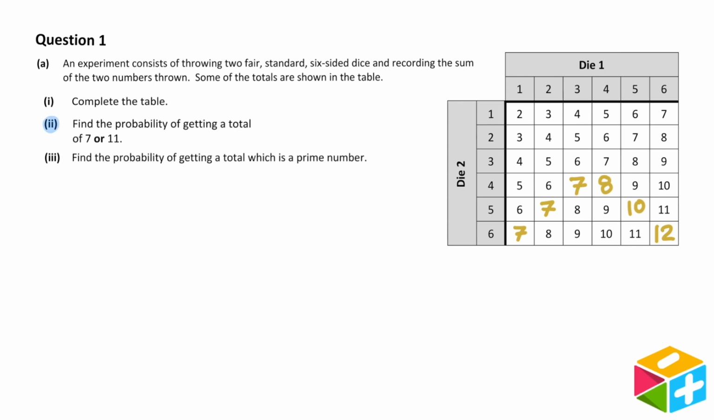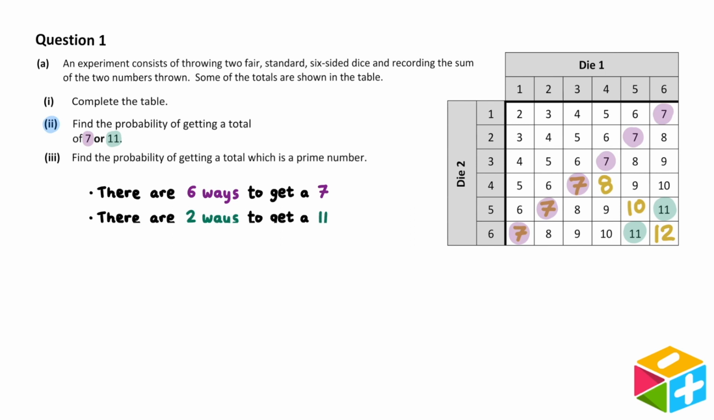In part 2, we want to find the probability of getting a total of 7 or 11. We should think about both these cases. Starting with the 7, we have 1, 2, 3, 4, 5, 6 boxes in our table that contain 7. So there are 6 ways we can end up with a total of 7. When we focus on getting a total of 11, we'll see that there's only 2 squares which contain 11. So there are 2 ways to get an 11.